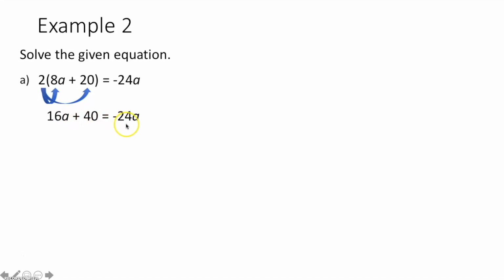Step 2, variables need to go to the left side of the equation. So I need to move this negative 24A to the left side of the equation. How do I do that? It's negative 24A, so I do the opposite, the inverse. I add 24A to both sides.